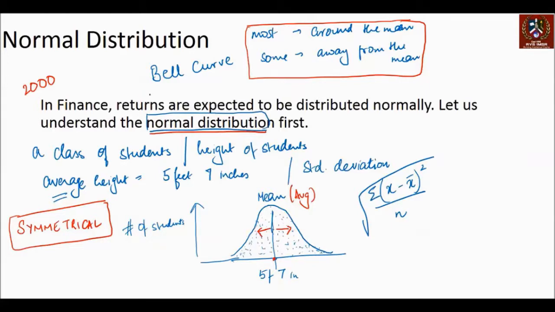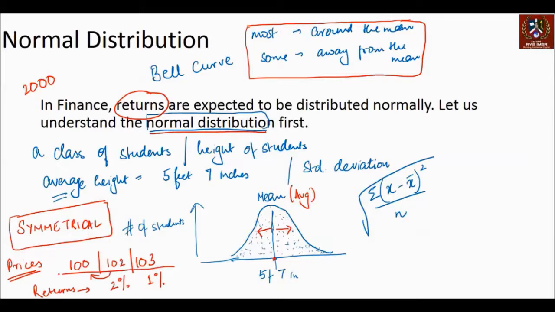Now, in finance, we assume that returns of a stock, remember, not prices, returns of a stock. So if the price is 100 on one day, 102 on the next day, 103 on the next day, these prices are not what we are considering. We are considering the return, which is 2% on the first day, correct? And then approximately 1% on the next day. These are returns. Now, these returns are supposed to be distributed normally.